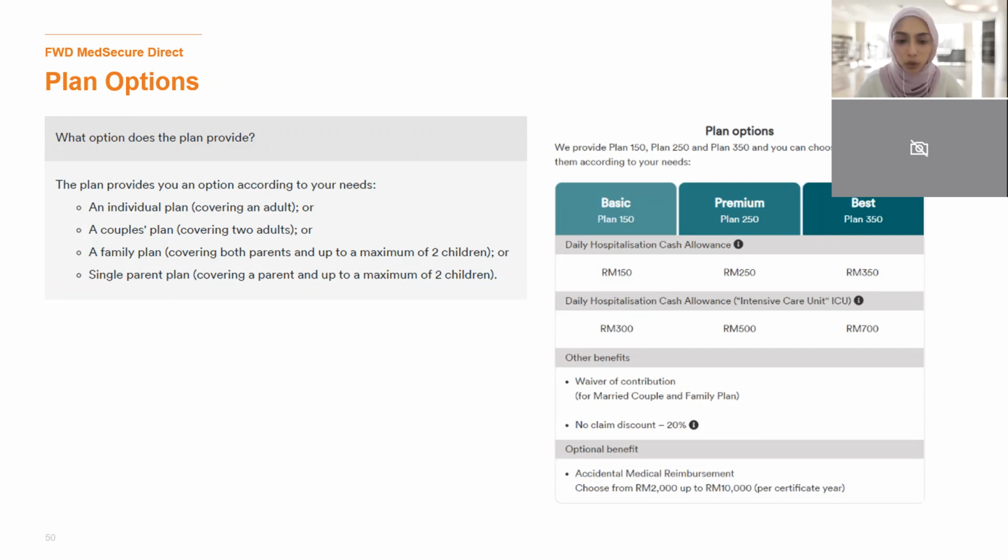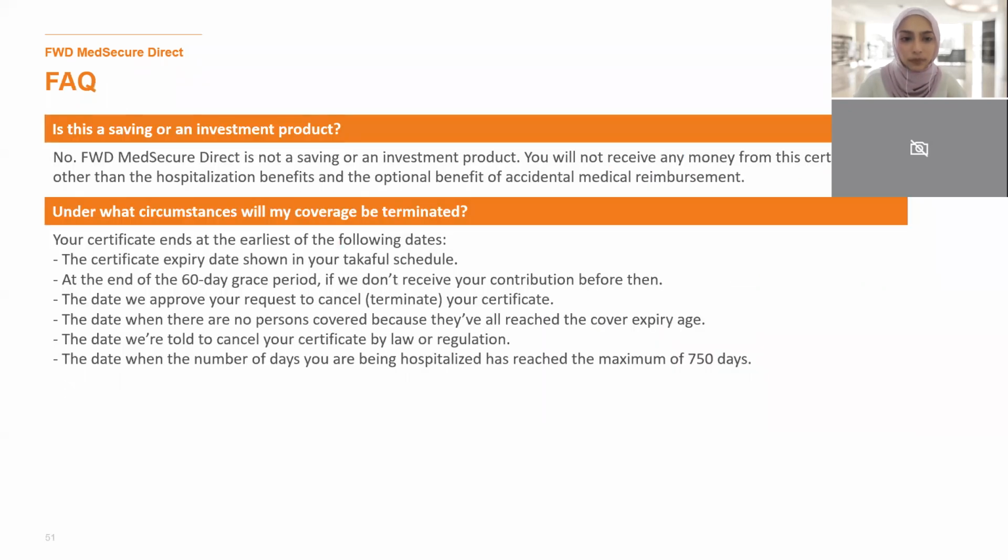Like I mentioned, there's also a waiver of contribution. There is a no claim discount. And for the optional benefit, you can choose from 2,000 up to 10,000 per certificate year. So it's not throughout your entire term, it's only for every year. So is this a savings or investment plan? No, it is not. We only provide you the hospitalization benefit and optional benefit should you choose it.